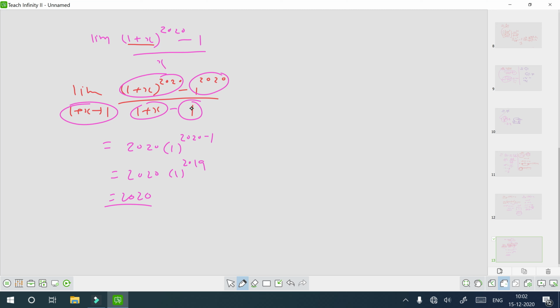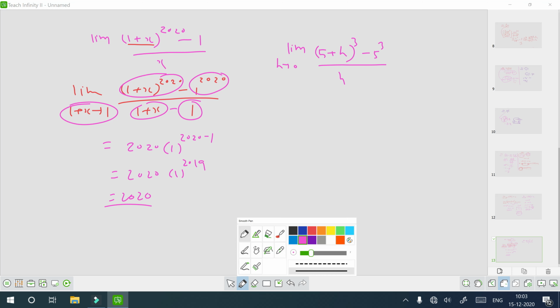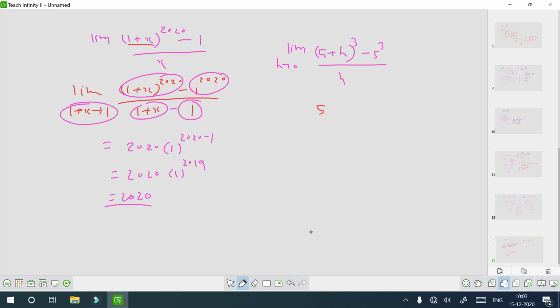Next one, limit h tends to 0 of 5 plus h raised to 3 minus 5 cube over h. Now see, once again, according to that pattern, variable raised to n minus constant raised to n. 5 plus h cube minus 5 cube. Clear? What we need is 5 plus h minus 5, and h tends to 0.